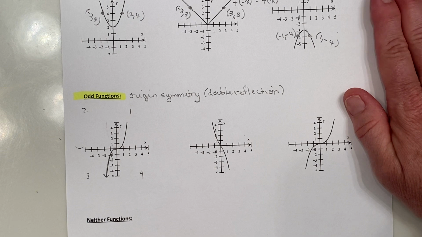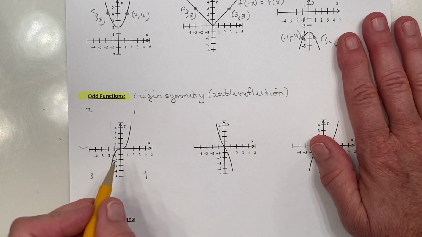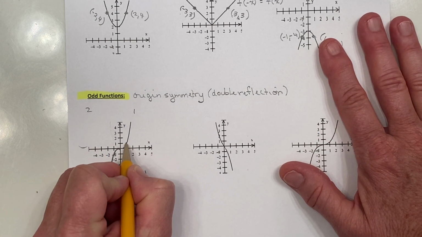Let's dig in and look at some specific points, and then we'll also look at the notation that represents this. All right, let's consider that we have this point right here, this ordered pair (1, 1).